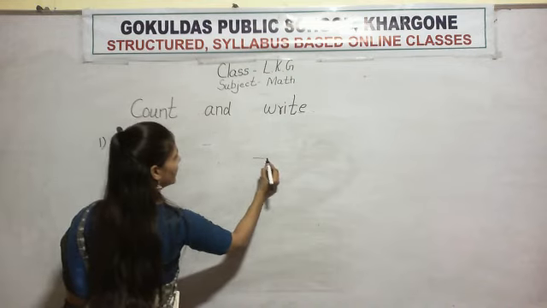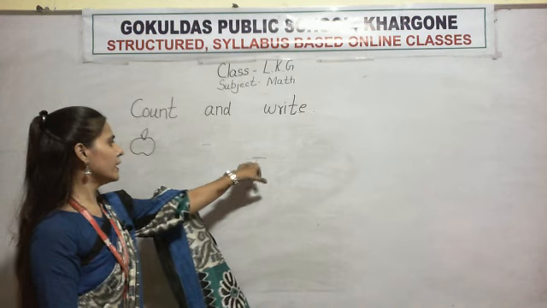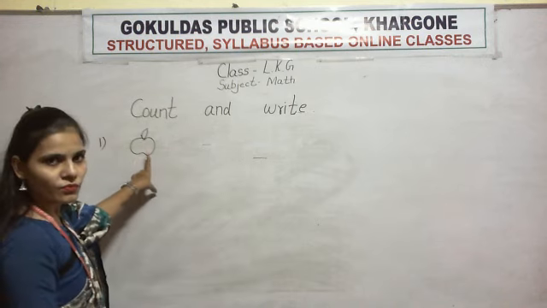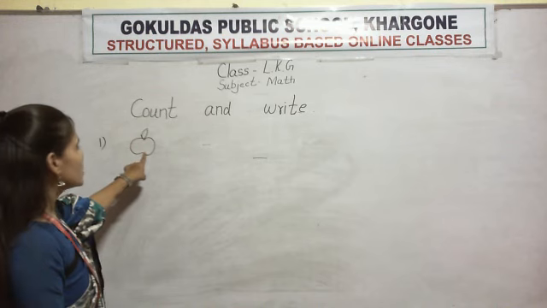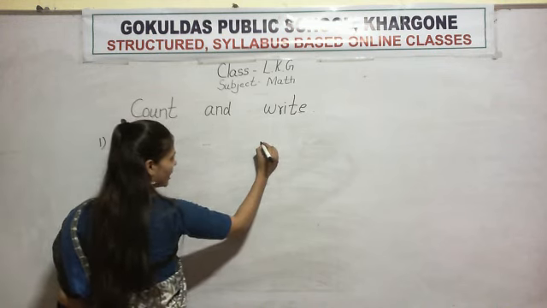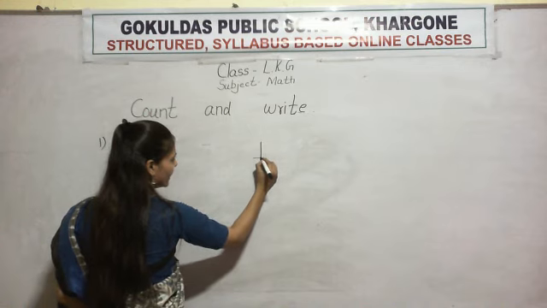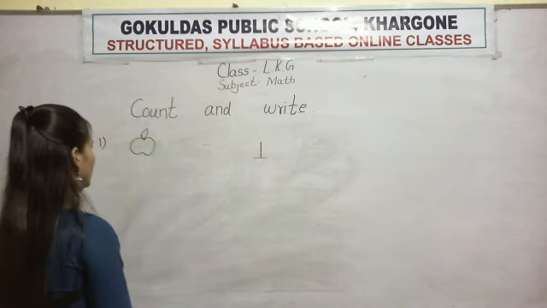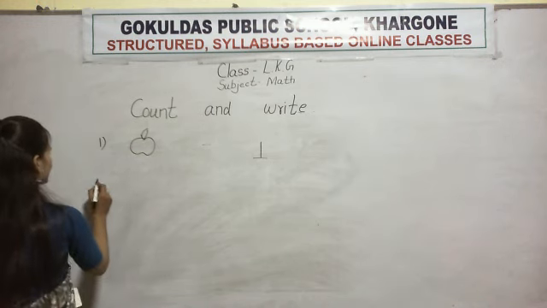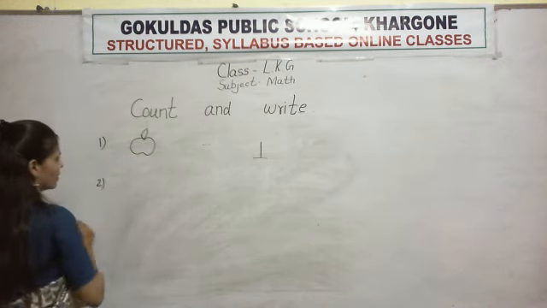You write here. The number you write here. How many apples? Count it. Only 1. So you count 1. Only 1. So write here 1. How to write number 1? Standing line. Okay. First is done. Now move to second example. Number 2.